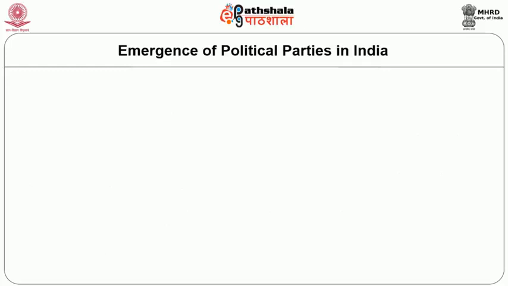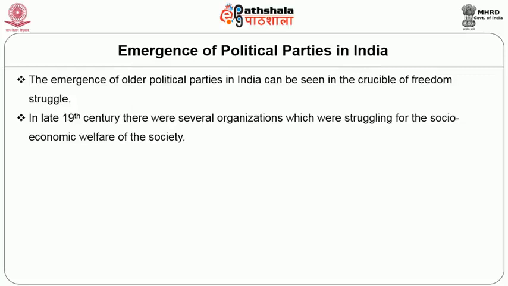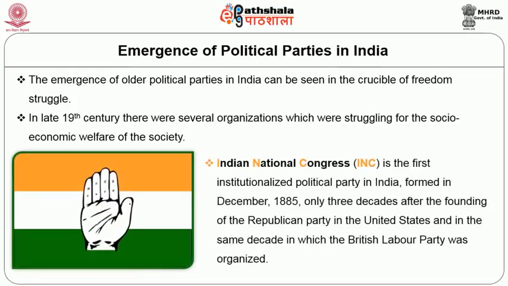Emergence of political parties in India. The emergence of older political parties in India can be seen in the crucible of the freedom struggle. In the late 19th century, there were several organizations which were struggling for the socio-economic welfare of the society. Indian National Congress is the first institutionalized political party in India, formed in December 1885, only 3 decades after the founding of the Republican Party in the USA, and in the same decade in which the British Labour Party was organized.